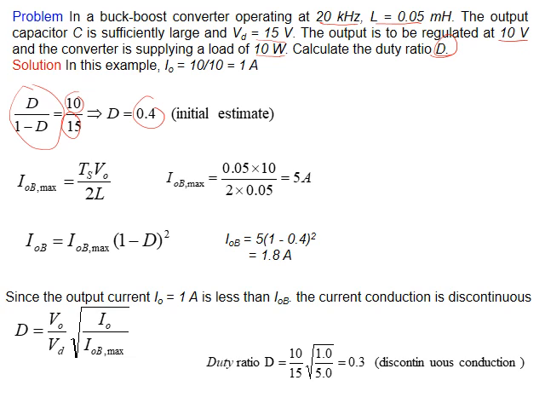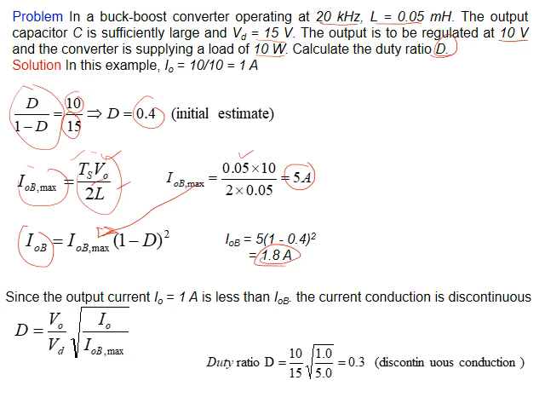I got D initially 0.4. Then I calculate IOB max. We have a formula for it. We just substitute. All these values are given in the question. I got 5 amp. And IOB, in terms of IOB max, we can substitute. We got IO boundary is 1.8.